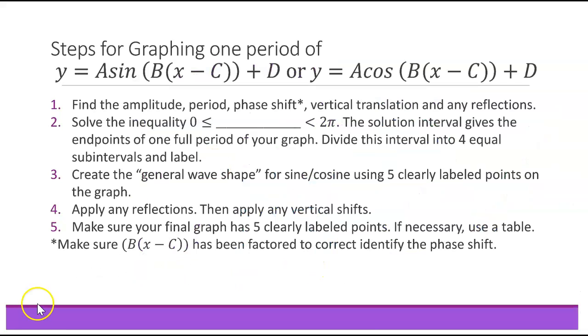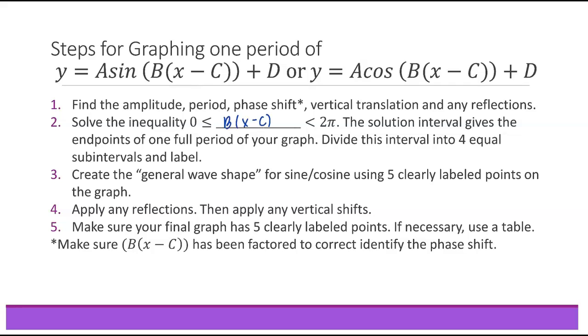So let's just review those steps for graphing one period of a sine or cosine function in this form. So first we find the amplitude, the period, the phase shift, the vertical translation, and any reflections. This asterisk by the phase shift is because we want to make sure that we have this form, b times the quantity x minus c, that it's been factored to correctly identify the phase shift. And then we're going to go ahead and solve the inequality: 0 is less than or equal to the inside or the argument of the sine or cosine function.